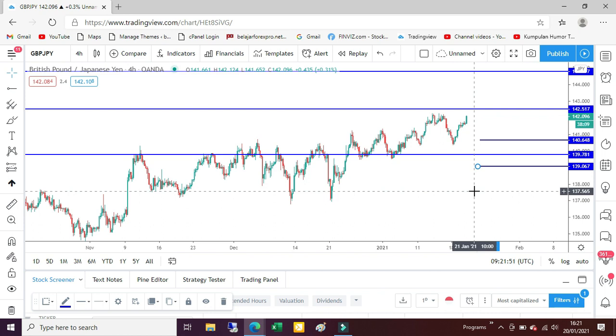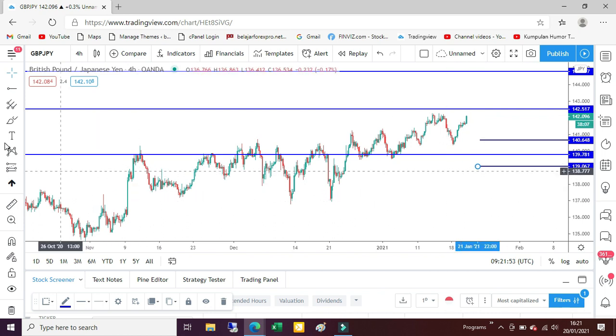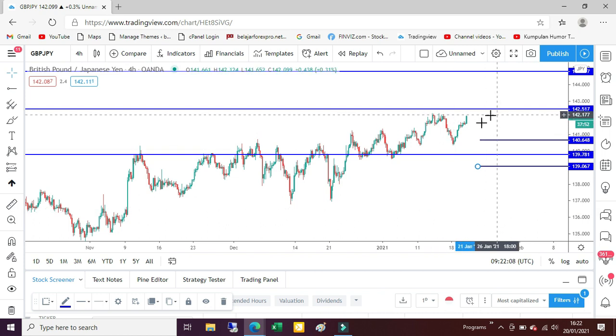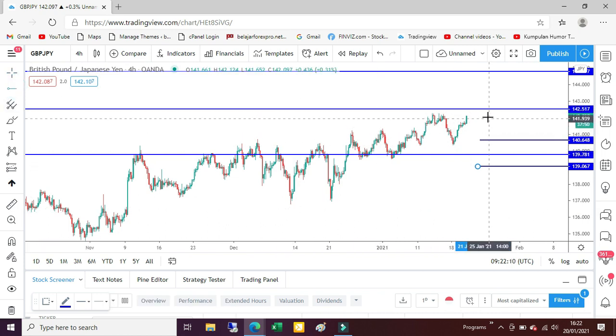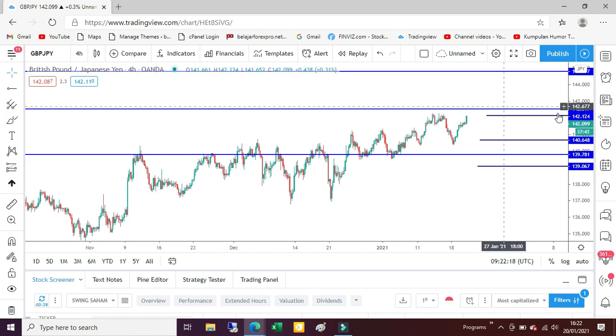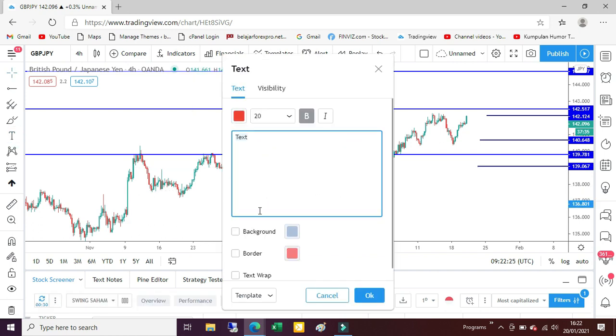Okay, this is the first target, 140.650 is okay. And the second target before the resistance here. Jadi target kedua di sini ya, teman-teman. Target satu, target dua, better alright for you guys. Ya, saya tulis saja.